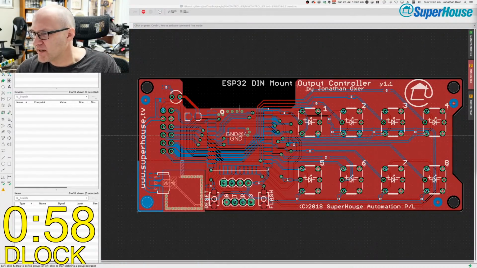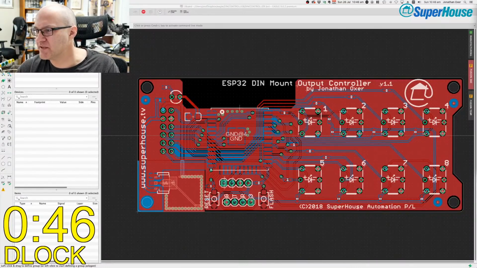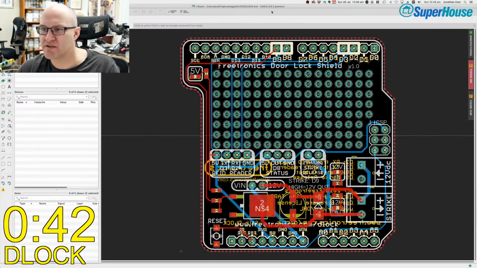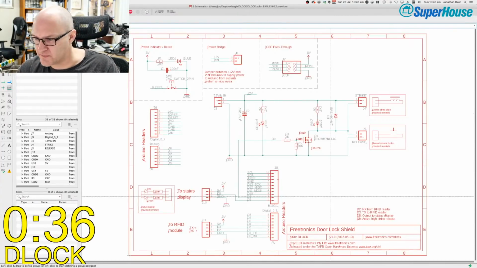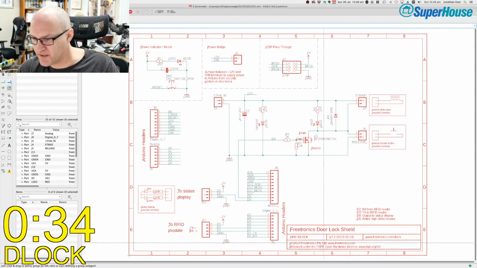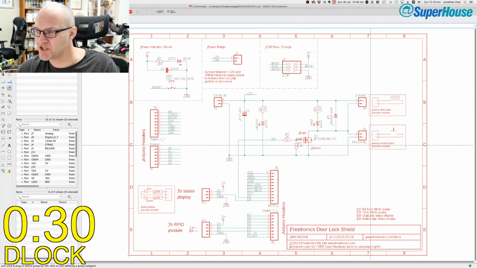DLOCK. D-lock. That is a door lock control shield, and I've got to find it now. I'm losing myself in this list of projects, with an RFID interface. And I did this because I wanted to be able to control door locks using my RFID implant. And when was this from? 2013, and that was what version? Version 1. Okay, so it hasn't been changed since then.